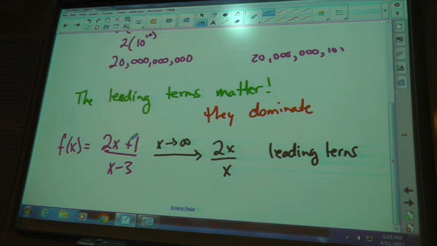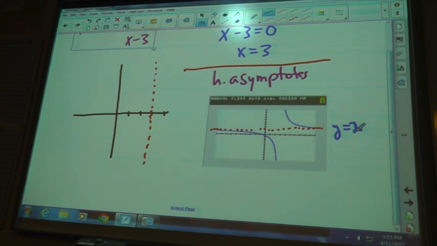So then I can say, well, what does this go to as x goes to infinity? If I got your calculators, 2 divided by 1 is 2, right? What was the horizontal asymptote here? 2. You guys see that?